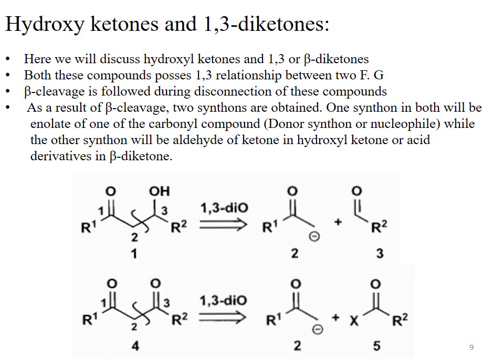So in short, I can say that as a result of beta cleavage of a hydroxyl ketone, we have two fragments. One is the enolate of a carbonyl compound, the other carbonyl compound may be the aldehyde or the ketone. And in 1,3-diketones, one is the enolate of any carbonyl compound and the other coupling partner will be the ester or the acid halide.